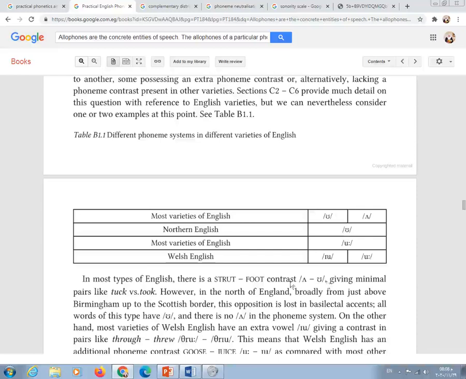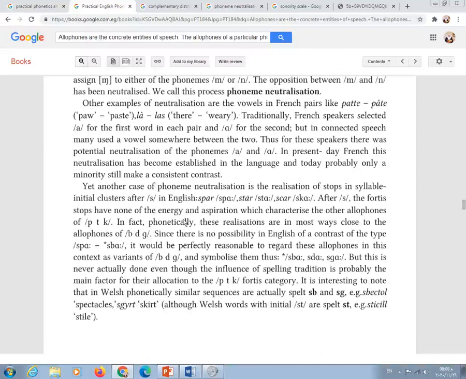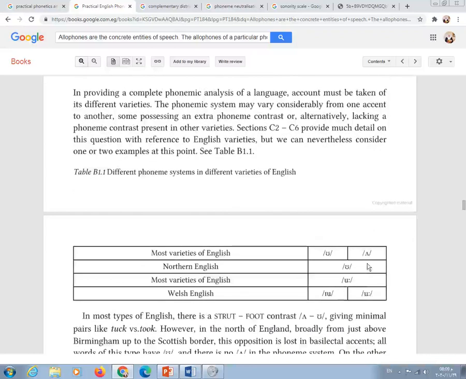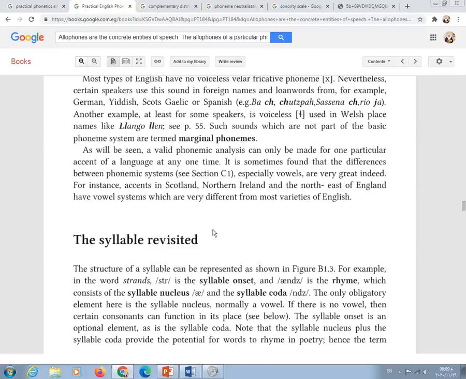So in the first example, they change into just one sound. And we have p, t, k in the second example. They are no longer aspirated, and they become similar to b, d, and g. And in Northern English, they are no longer distinctive, and only one of them functions instead of both. Okay. So these are examples of neutralization, or lack of contrast between sounds.